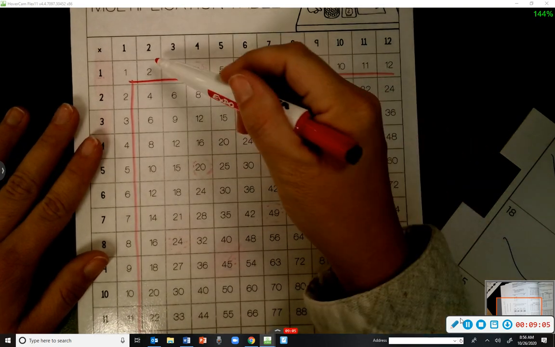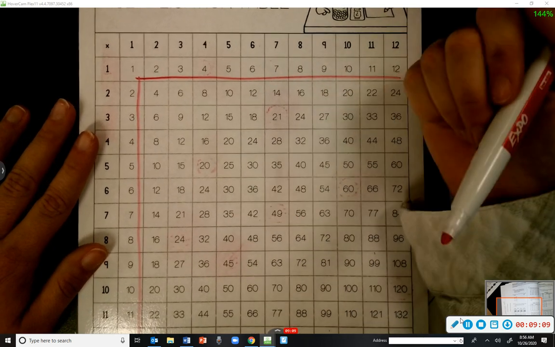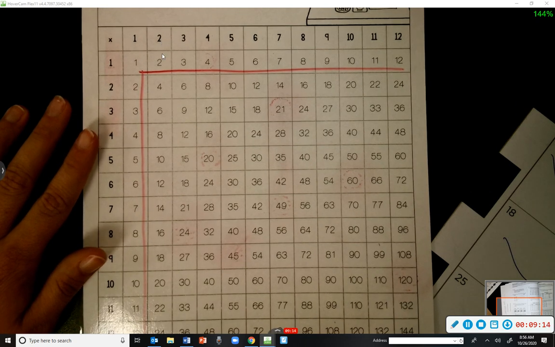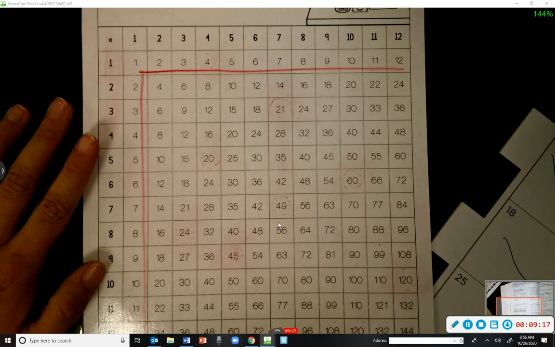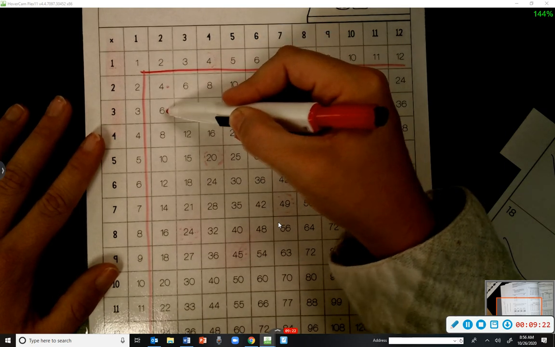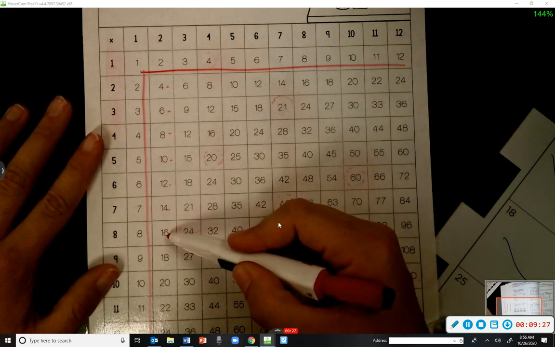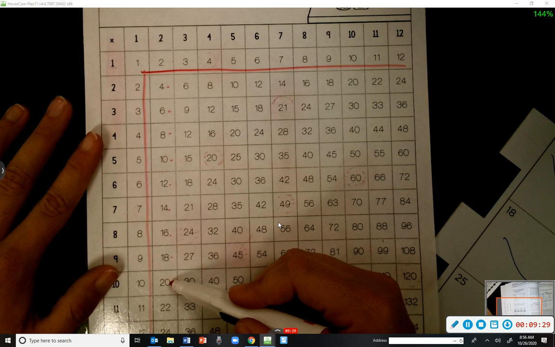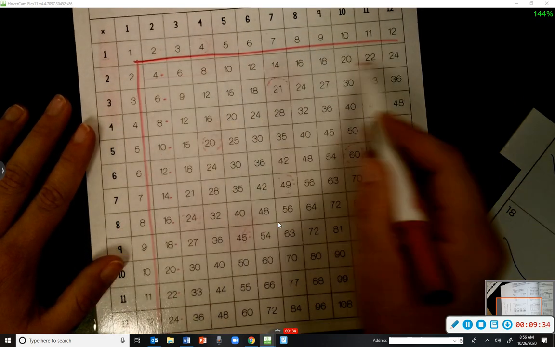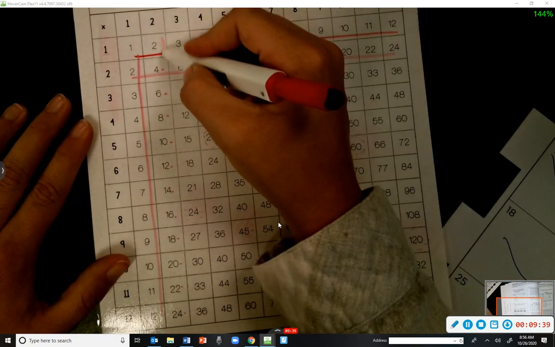Okay, another pattern. She said that on the 2s, it's just counting by 2s. Raise your hand if you know how to skip count by 2s. Okay, good. So if you know how to skip count by 2s, then you know all your 2s facts. Okay, so let's practice that. 2, 4, 6, 8, 10, 12, 14, 16, 18, 20, 22, 24. And that goes across also. Okay, so we know all of these and all of these.